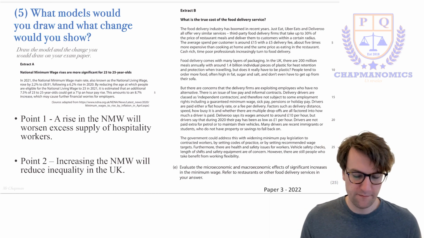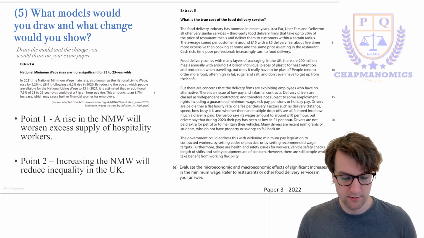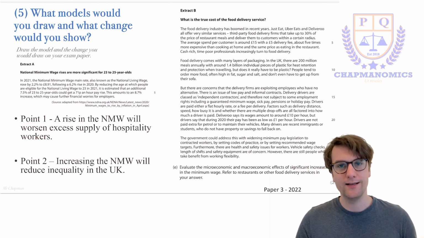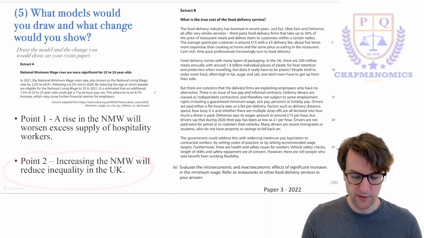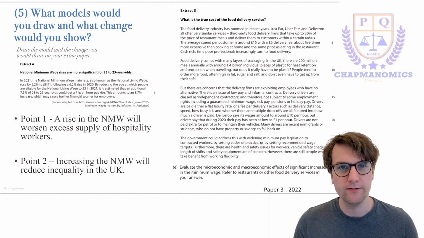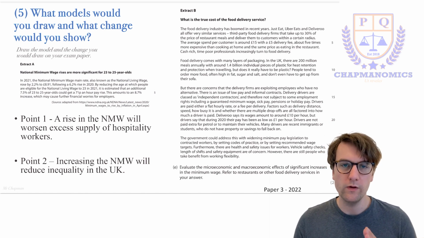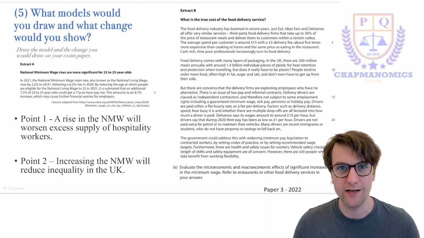So I've gone through and I've picked out 2 points for you. A rise in the national minimum wage will worsen, because it's a significant increase in it, it will worsen excess supply of hospitality workers. Point 2, increasing the national minimum wage will reduce inequality in the UK. Pause the video and see if you can come up with the two models that would show these 2 points and the change that is being suggested within them. Pause that video now.